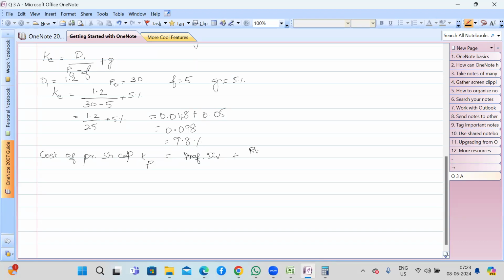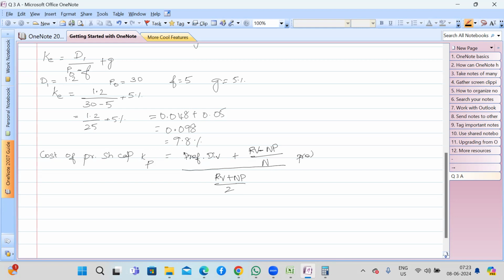Preference dividend plus RV. So whenever we are having redemption in a specific period, we need to use this formula: dividend plus (RV minus NP) divided by N, that is the number of years, whole divided by (RV plus NP) divided by 2. Here it is minus, and in the denominator it is plus. So this is the formula we are going to use.